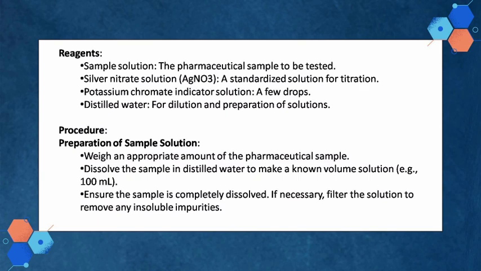Preparation of sample solution. For this, weigh an appropriate amount of the pharmaceutical sample. Dissolve the sample in distilled water to make a known volume solution, example, 100 ml. Ensure the sample is completely dissolved. If necessary, filter the solution to remove any insoluble impurities.